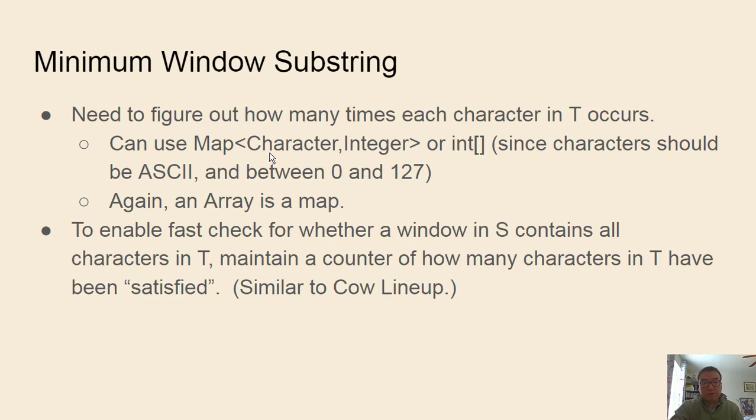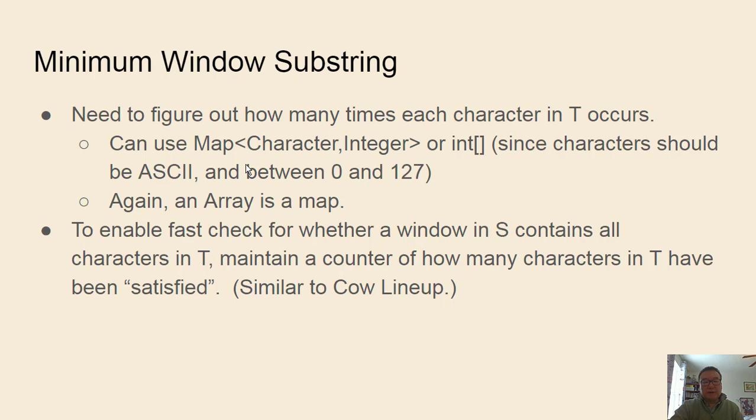We can use a map from character to integer, or more efficiently we'll simply use an array, because the possible values for characters are small. They should be ASCII characters, so they'll be a subset of 0 to 127, so we can use an array. Again, I would like to encourage you to think in terms of an array is also a map, a map is also an array. Which one we use really depends on the keys. If the key is a small integer, we use an array. If the keys are not small integers, either more complex objects or bigger integers, we use a map.